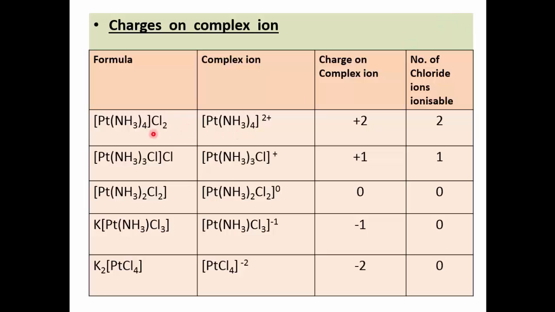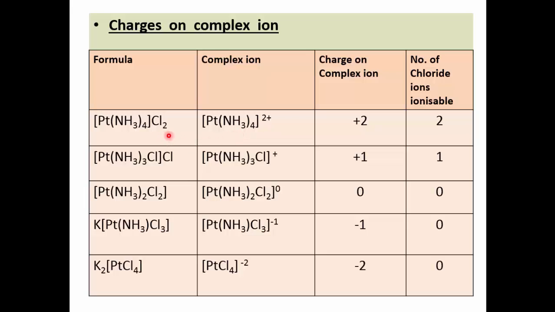See, this is the formula of the first complex. To the platinum, 4 ammonia molecules are directly attached. They act as secondary valencies. On this square bracket, there is a 2 plus charge. How? Because ammonia has no charge, it is a neutral molecule. Platinum carries plus 2 charge. So on the square bracket, in this way, plus 2 charge is written. This is the complex ion present in this complex.